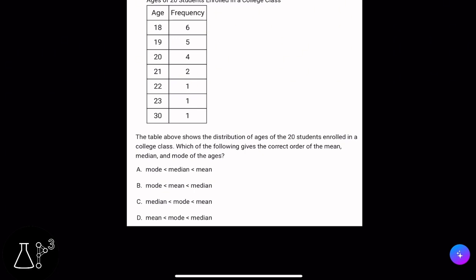I'm given that there's 6 18s, 5 19s, 4 20s, 2 21s, 1 22, and then 23 and 30. So I gotta add all those numbers together to figure out my mean, and then we got to figure out how many numbers are used, in this type of question, so I can figure out the mean. Sounds a little bit confusing. So we would write the total value. It would be 18 multiplied by 6 plus 19 multiplied by 5 plus 20 multiplied by 4 plus 21 multiplied by 2.